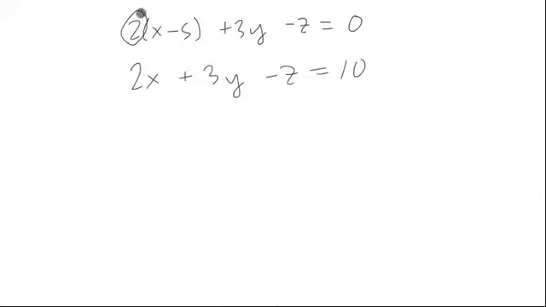And again, we notice that 2, 3, and negative 1 are the orthogonal vector. But we can just take that for granted. When we look at the coefficients in the equation of a plane, we can automatically identify a vector that's orthogonal to the plane: 2, 3, and negative 1.